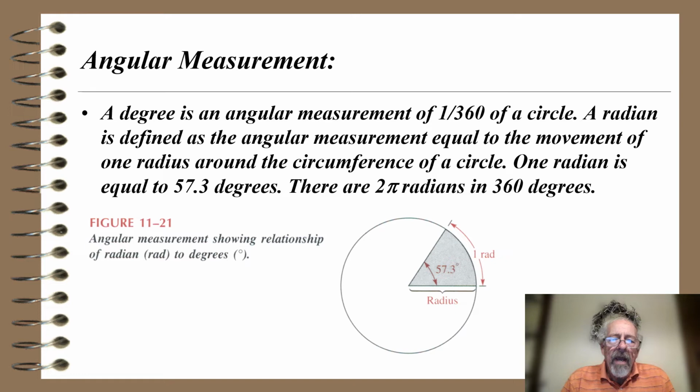A degree is an angular measurement of 1/360th of a circle. A radian is defined as the angular measurement equal to the movement of one radius around the circumference of a circle. 1 radian is equal to 57.3 degrees, and there are 2 pi radians in 360 degrees. So you see that diagram there where 57.3 degrees is the value of 1 radian.